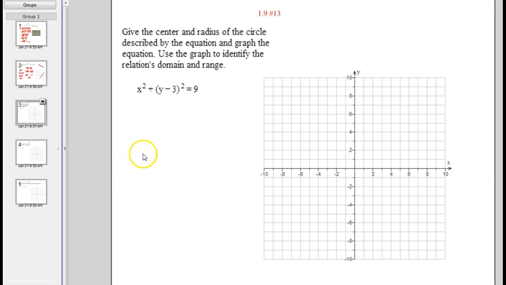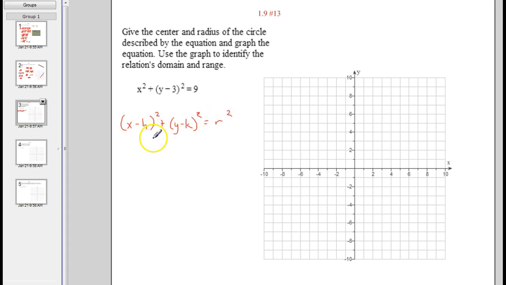Alright, 171 class, this is another homework example from 1.9. This is problem number 13. What we're being asked to do is simply graph this circle. The standard equation of a circle, again, is based on the Pythagorean theorem if you remember from your notes. The standard equation is (x - h)² + (y - k)² = r².